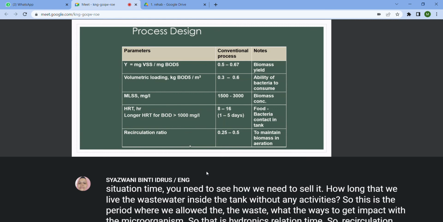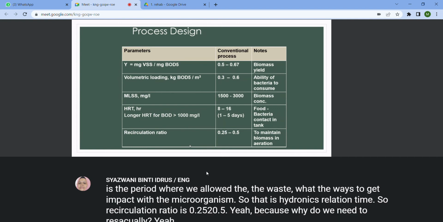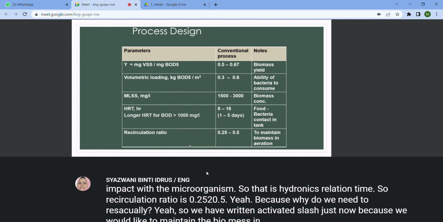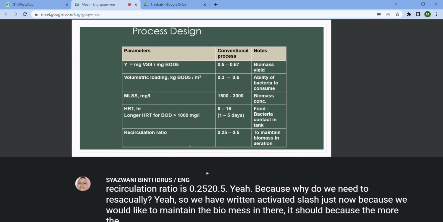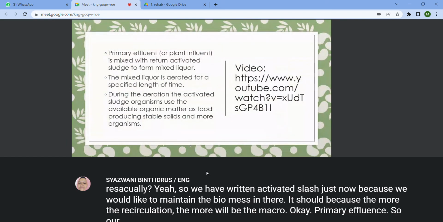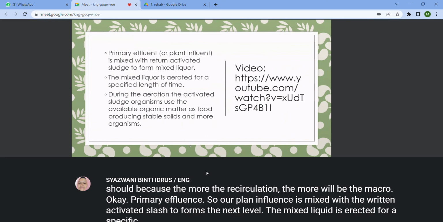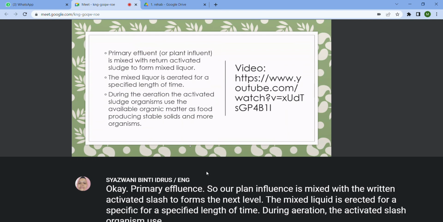The recirculation ratio is about 0.25 to 0.5. Why do we need to recirculate? That's why we have return activated sludge, because we would like to maintain the biomass in the aeration, because the more the recirculation, the more microorganisms. The primary effluent, our plant influent, is mixed with the return activated sludge to form the mixed liquor. The mixed liquor is aerated for a specified length of time. During aeration, the activated sludge organisms use available organic matter as a source of food.